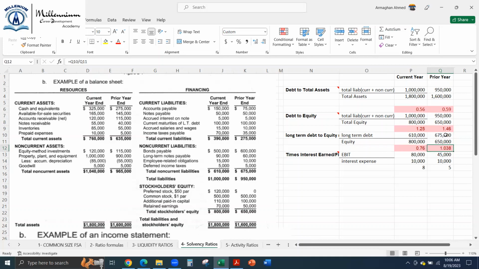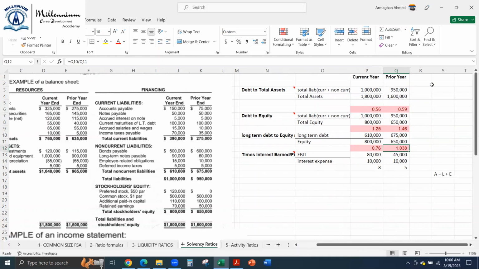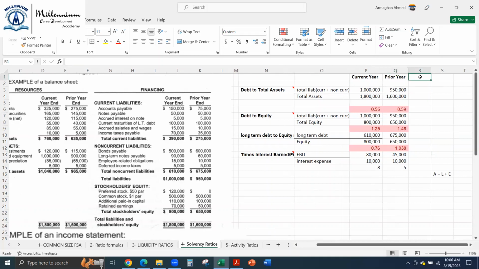1.03. So is it getting better? Long-term debt to equity, yes, looks like this is also getting better. So it's all getting better, right? Then we have the times interest earned ratio.